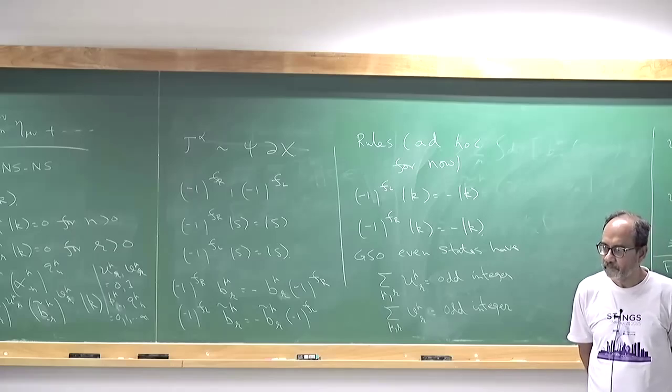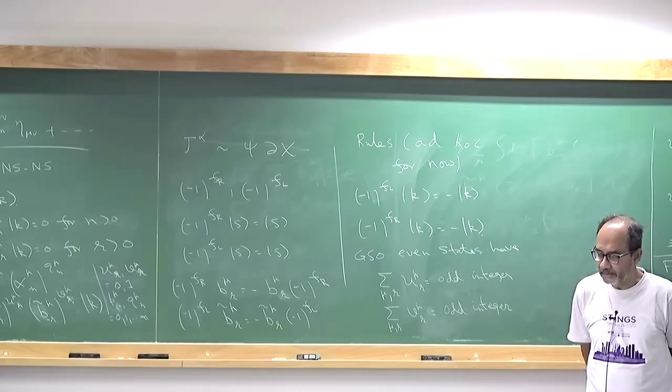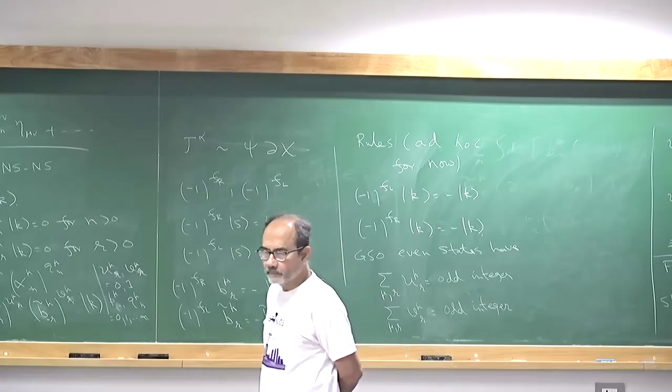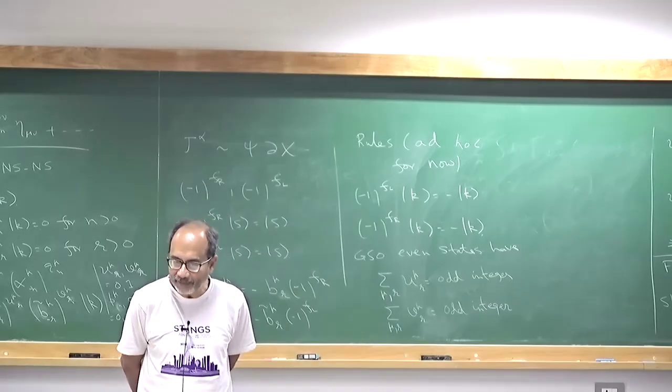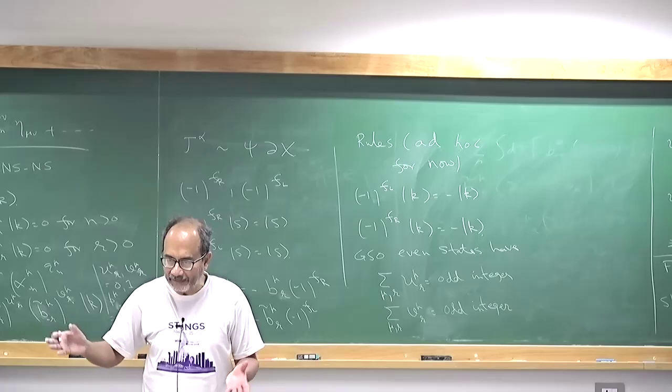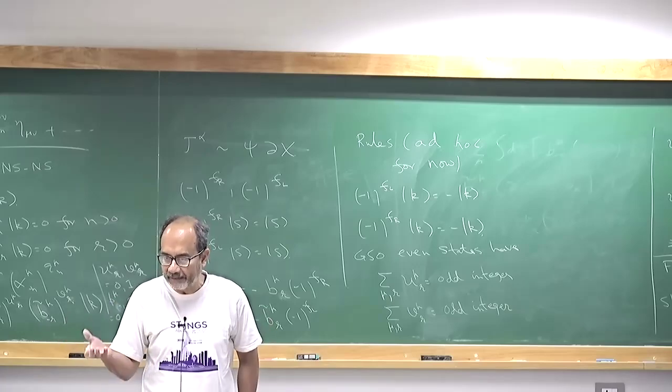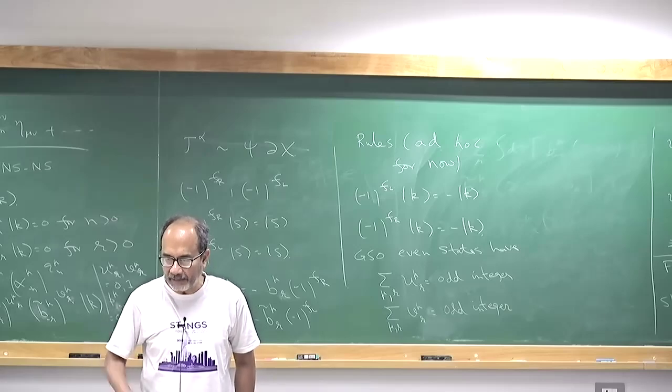Supersymmetry and all will in general mix GSO odd and even states. Space-time supersymmetry, yes, it is true. Yeah, we are comfortable with it. At the level of formulation, worldsheet supersymmetry is there, but the generator is odd, so it will mix GSO odd and GSO even.